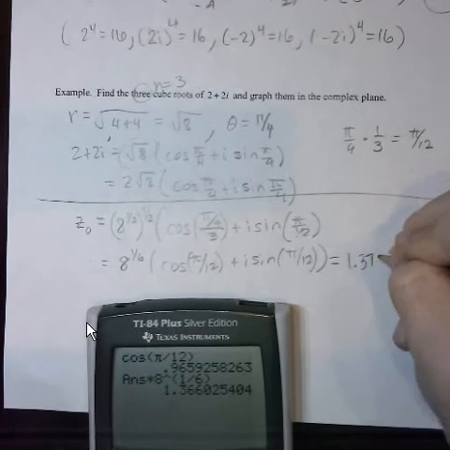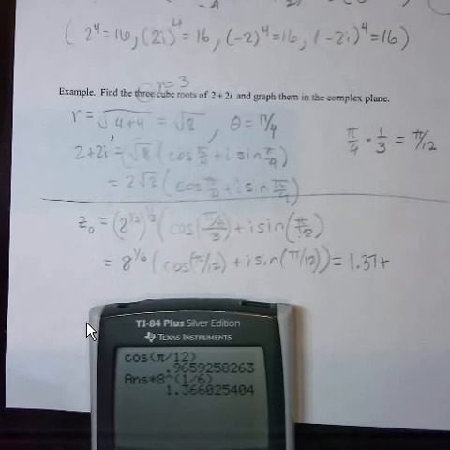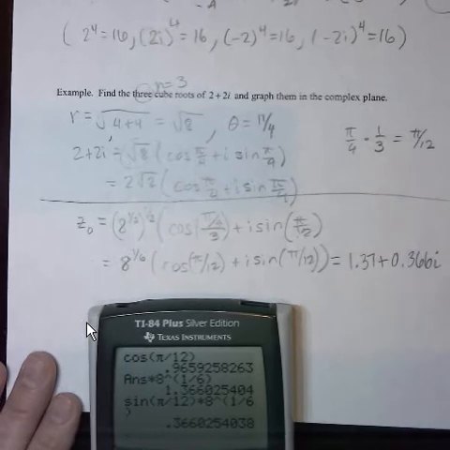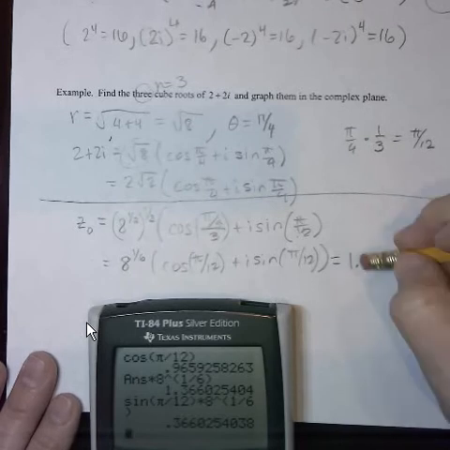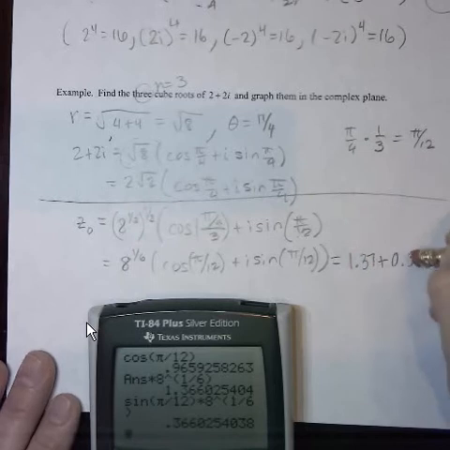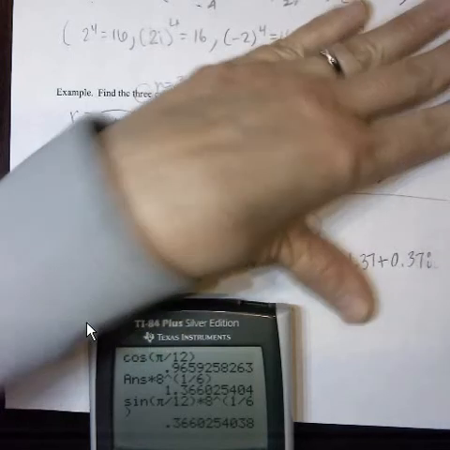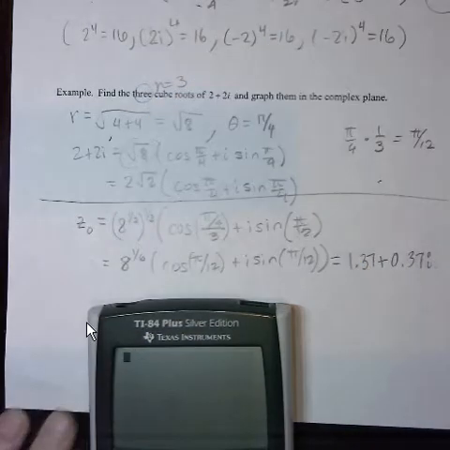That's a, and then b, we'll do sine of pi divided by 12. And then I'll just go ahead and multiply right away, times 8 to the 1/6, 0.366i. I guess I did 3 places there, didn't I? Just do 0.37. Okay, so there's our first root, and then z sub 1.